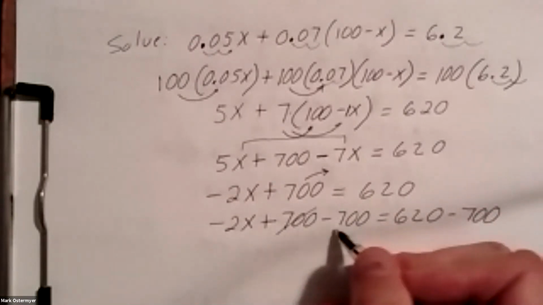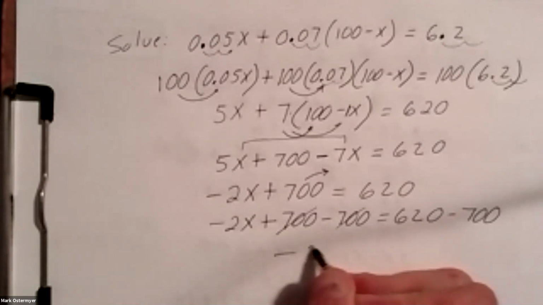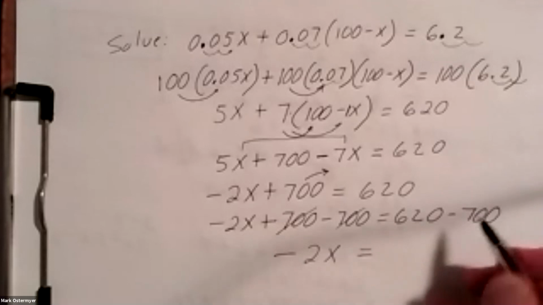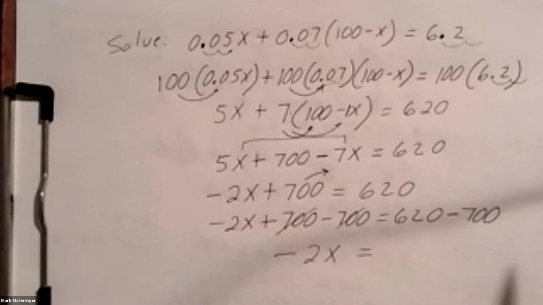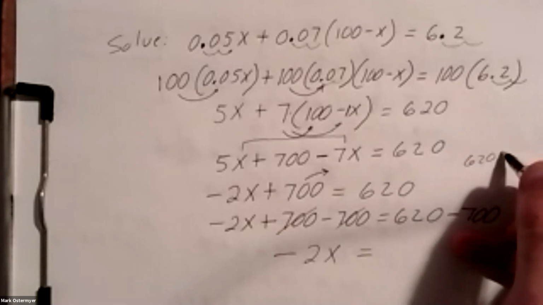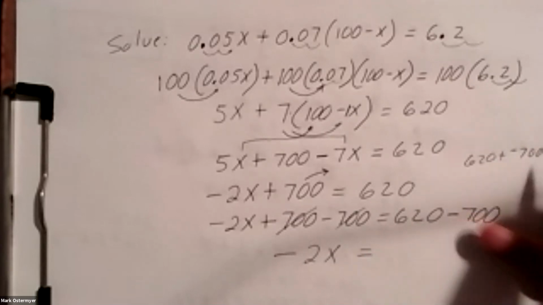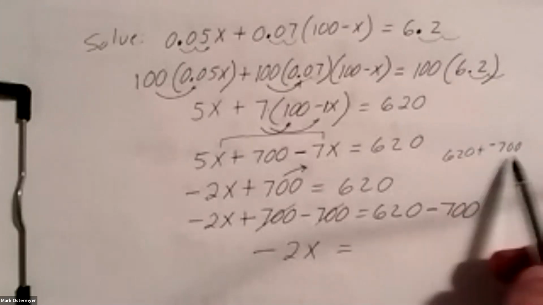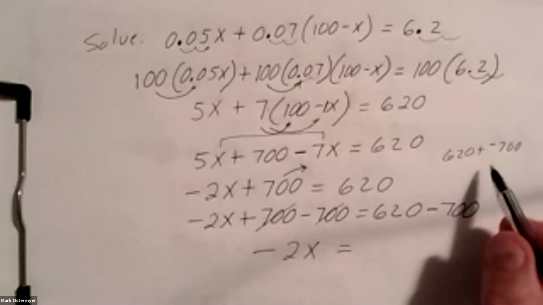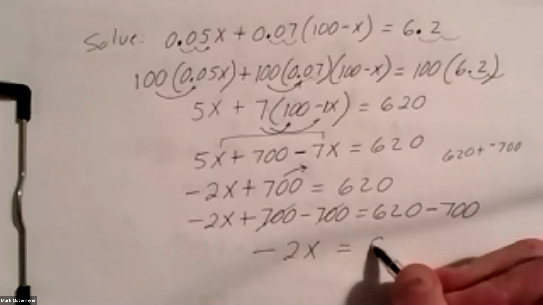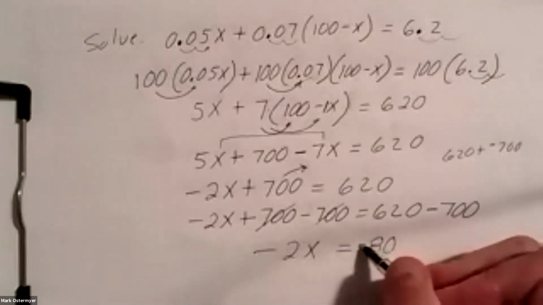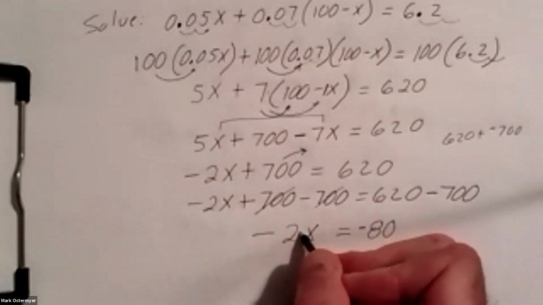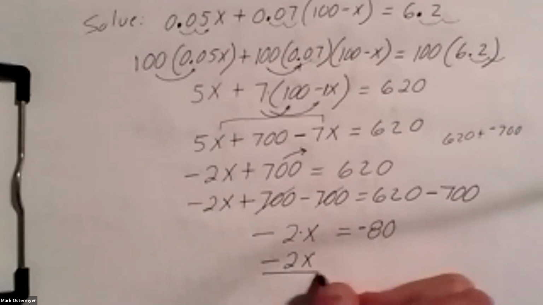The 700s drop out on the left side to 0, cancel out, leaving you with negative 2x. And on the right side, we have 620 subtract 700. What is 620 subtract 700? That's really 620 plus a negative 700, correct? Which means you have to take the difference. What's the difference of 700 and 620? Is it 80, and it would be a what? A negative in this case. You are correct. One last step now is to divide both sides by -2, and we will have solved this thing for x.